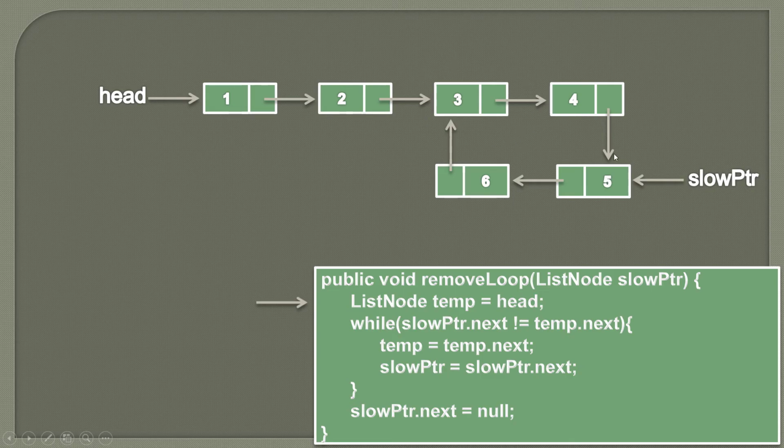So here we'll apply the same analogy. We start from the head, which would be our temporary variable, and slow pointer from the meeting point of slow pointer and fast pointer. Now here we are providing a while loop. When we were finding the starting node of the loop, our while loop condition was to perform the iteration till slow pointer meets the temporary node, and inside this while loop we were moving both the pointers one step.